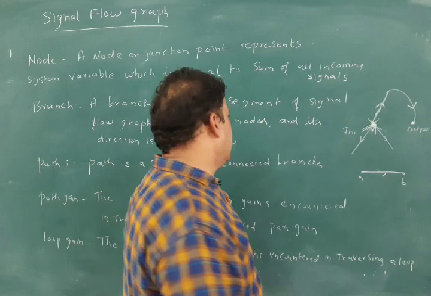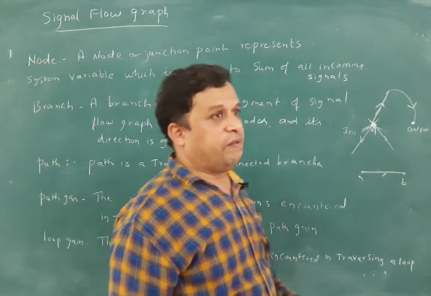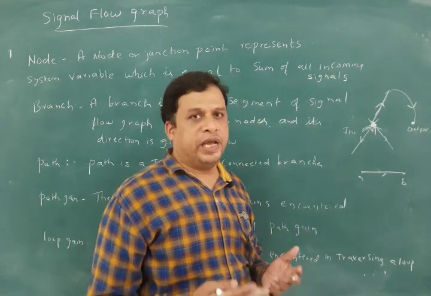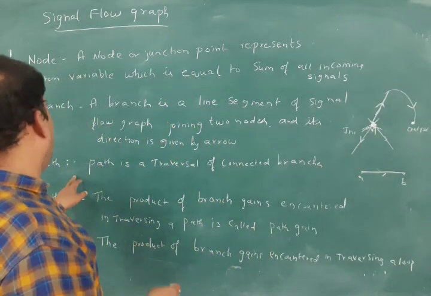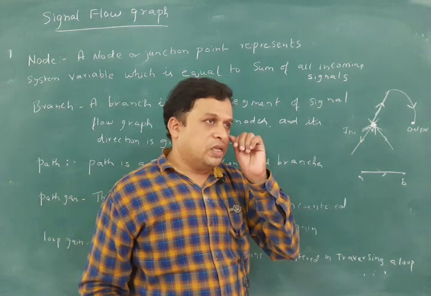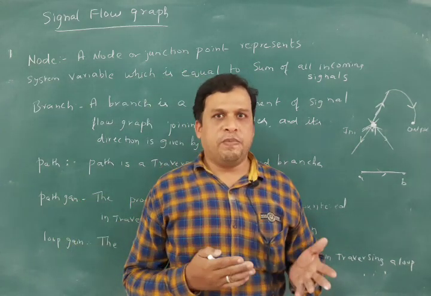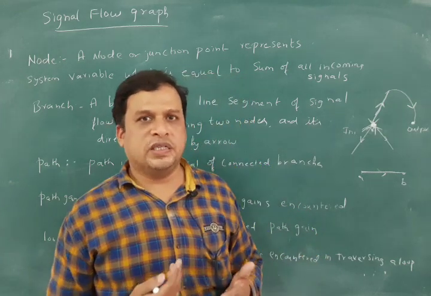One more thing we have to know here is the mixed node. Mixed node means a node having both incoming as well as outgoing branches. It is called a mixed node; the name itself says it. One more thing to learn is the loop. As you already know, a loop is where the starting point and the ending point are the same. The starting node and the ending node are the same. It is called a loop.